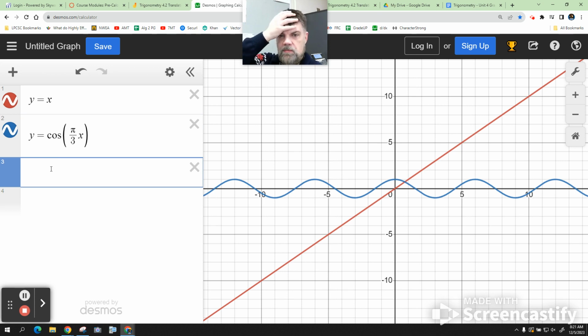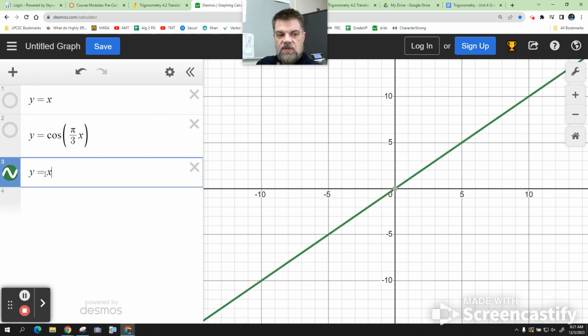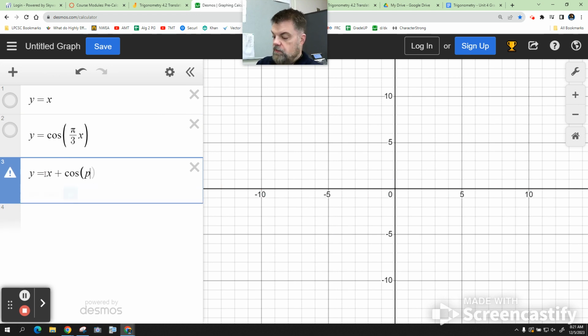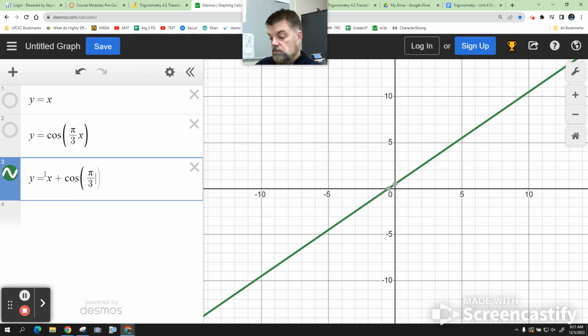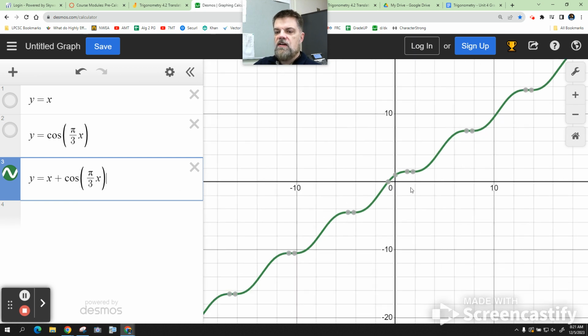Now, if I combine them, if I add them up, watch what happens. So go ahead, click on these circles here, and it'll turn them off. They're still there. But watch what happens when I combine them. If I say y equals x plus cosine of pi divided by 3 times x, you get the combo of the two, right? You've got this periodic behavior, a pattern that repeats itself, but the y values increase over time. And if you scroll out, it looks like this.